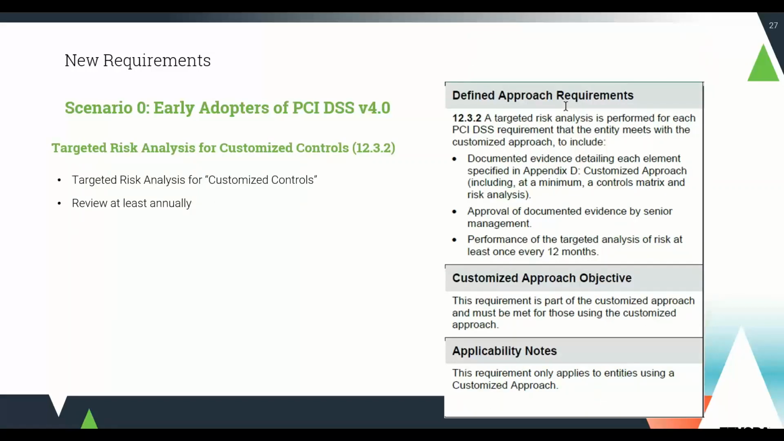And the last control for early adopters would be targeted risk analysis for customized controls. We've gone through this in a bit more detail earlier in the presentation, but there is a specific requirement where a lot of the language will point to 12.3.2 to identify what you need to do for each targeted risk analysis and when it needs to be performed. So for any early adopters who are designing customized controls, targeted risk analysis will also be needed for that as well.